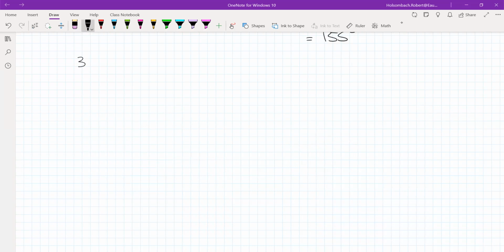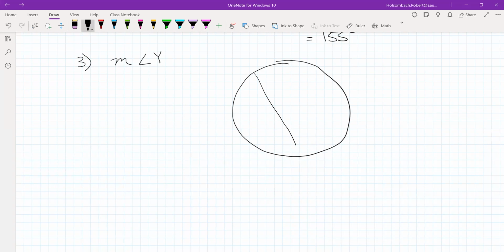Problem number three, we need the measure of angle Y. Here's our circle, two chords again. And our points are X, Y, and Z. Arc XY is 110. And arc YZ is 180. So we need angle Y. And in order to get angle Y, we need arc XZ.